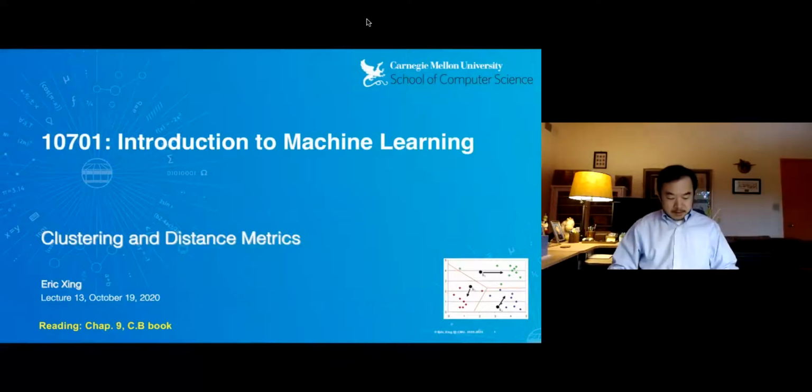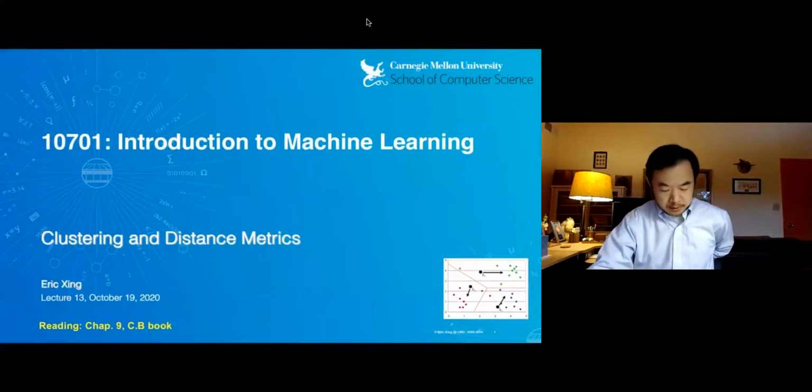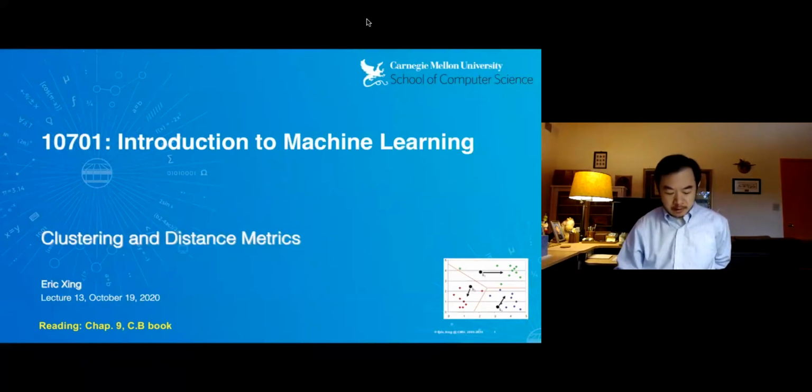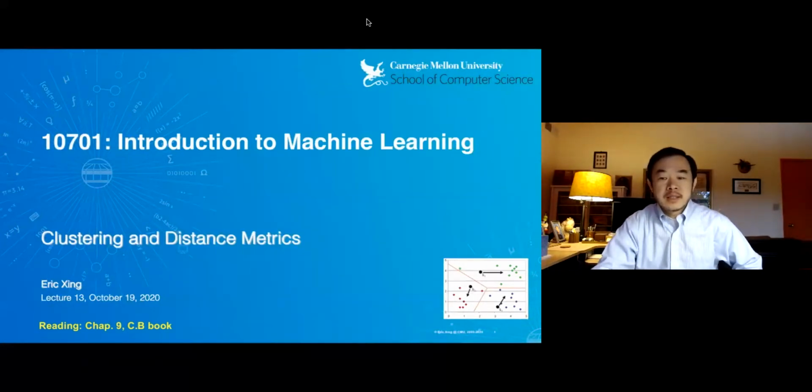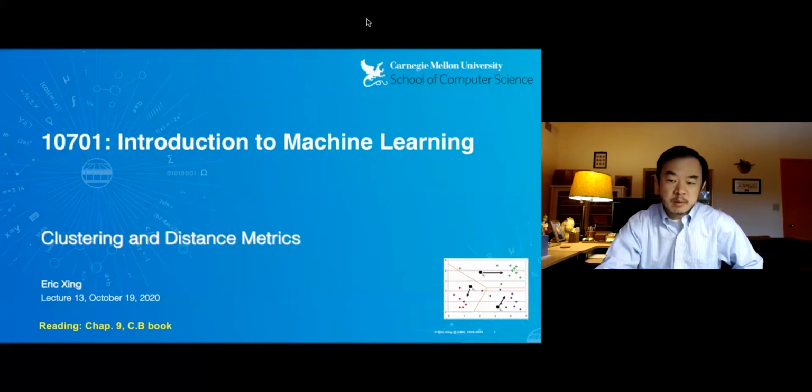Good morning, class. So today we are going to discuss a new topic known as clustering. It is important because now we are moving out of the territory of supervised machine learning, which I've been covering most of the time until now. And what we are going to learn today is a technique known as unsupervised learning.